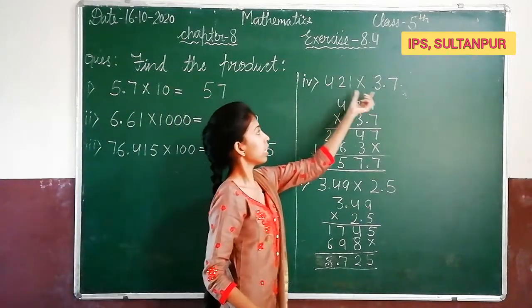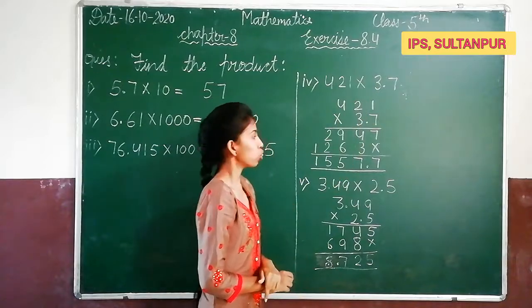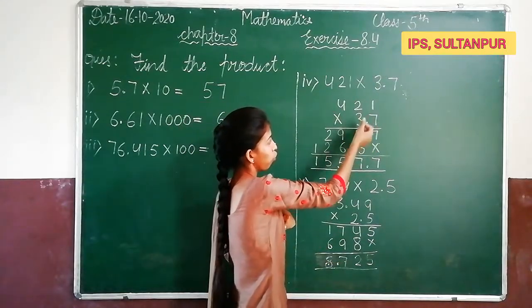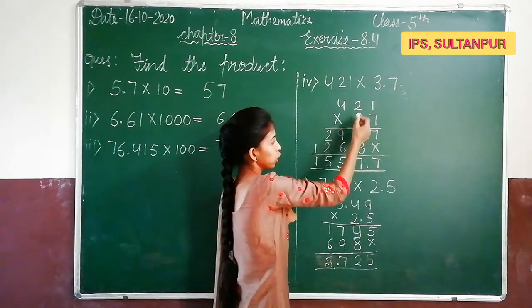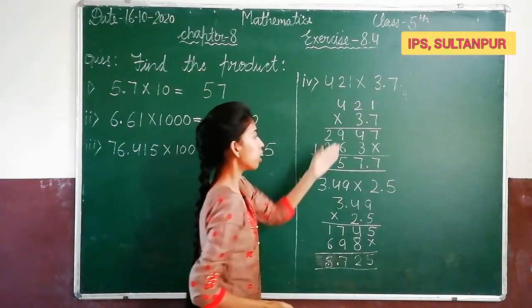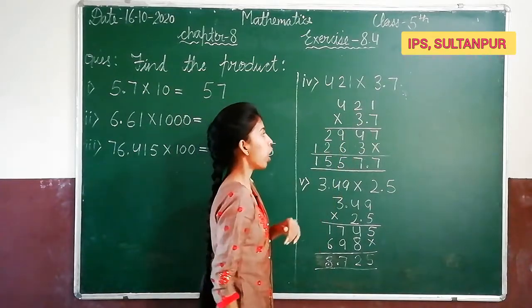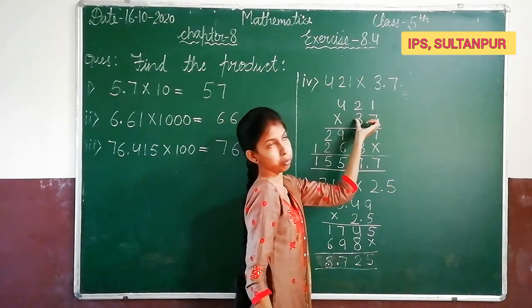Now we will multiply these two numbers, 421 and 3.7. So we are multiplying here. 7 times 1 is 7, 7 times 2 is 14, 7 times 4 is 28 plus 1 is 29. 3 times 1 is 3, 3 times 2 is 6, 3 times 4 is 12. After that we will add them. This is our multiplication.